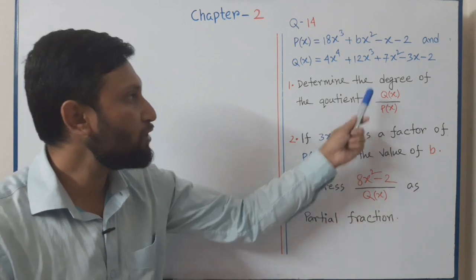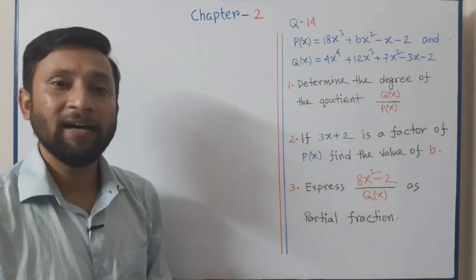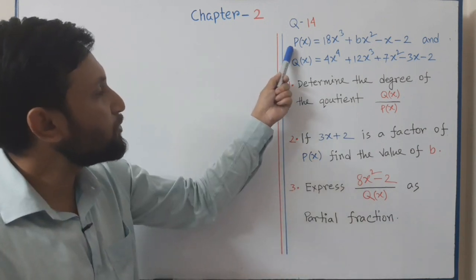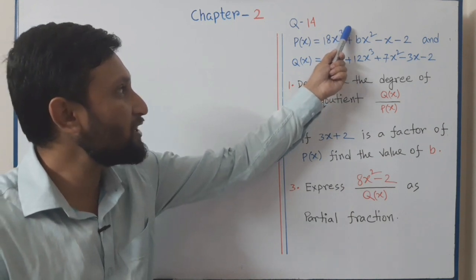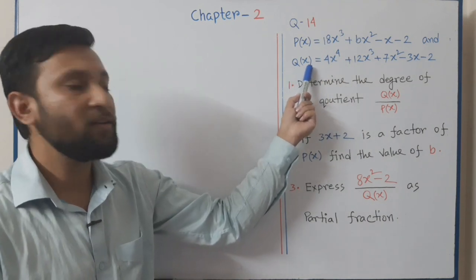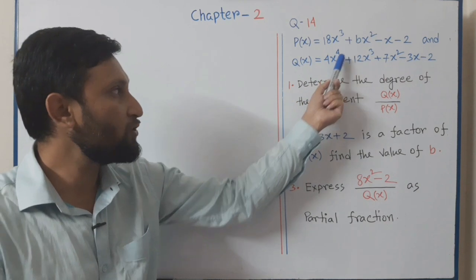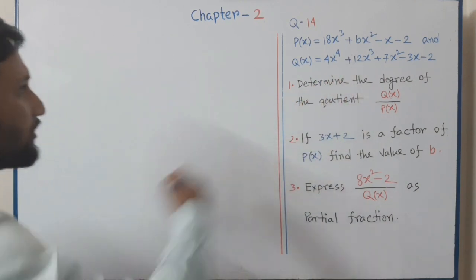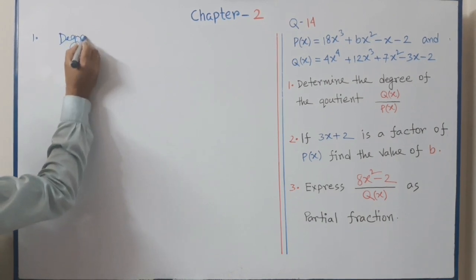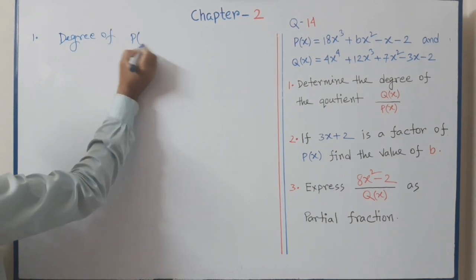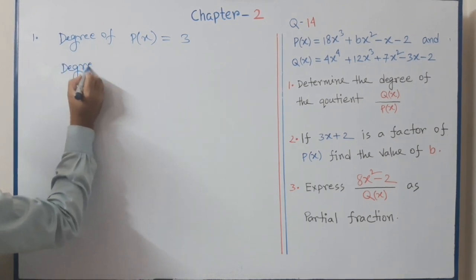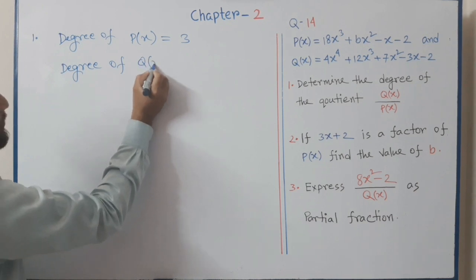Okay, so at first we have to know about degree. What is degree? Degree is the highest power of variable of polynomial. So in the first polynomial p of x, here see that highest power of variable is 3, x cube. That means degree of p of x is 3. And then again in second polynomial, here see that degree of q of x is 4 because highest power of variable is 4. So write down, degree of p of x equal to 3 and degree of q of x equal to 4.